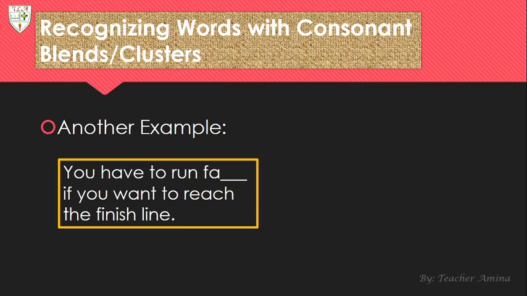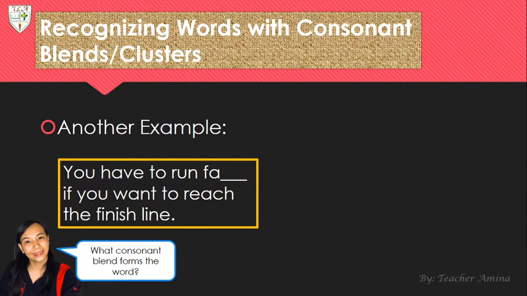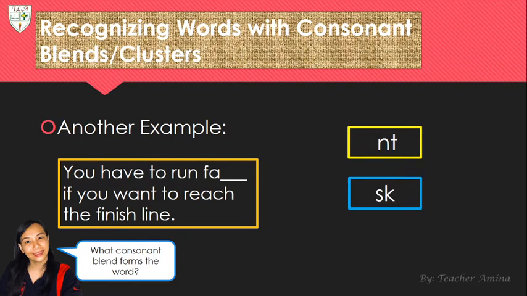Another example: you have to run blank if you want to reach the finish line. What consonant blend forms the word? Is it fant? Is it fast? Okay, that's correct. The answer is fast. So that is, you have to run fast if you want to reach the finish line.